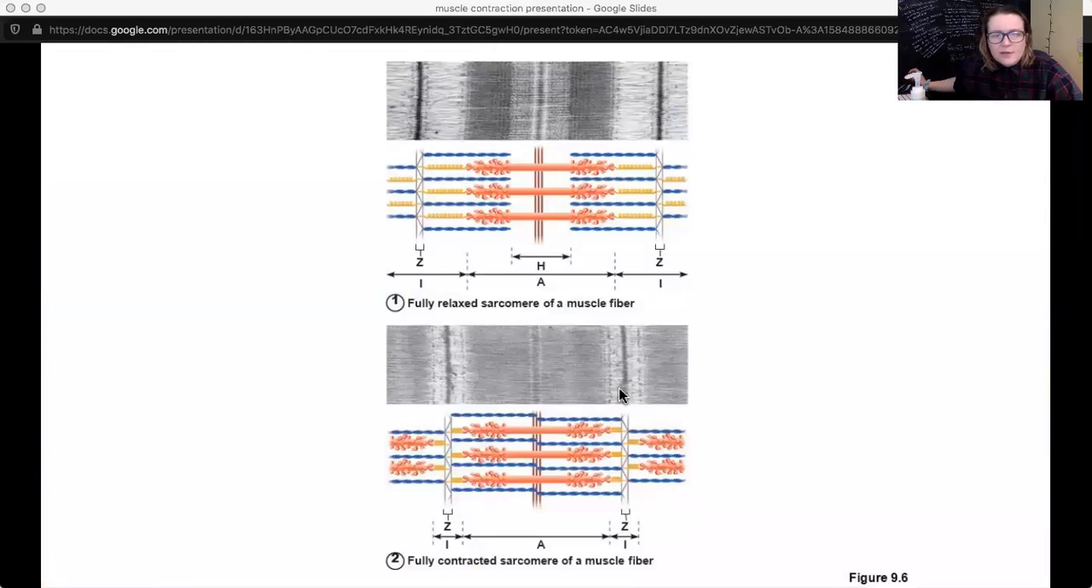This is a more macroscopic view of what's going on in the sarcomere. When the muscle is relaxed, the fibers are elongated and less thick. When the muscle contracts, the fibers overlap and become really compact. That's what is happening, and many sarcomeres doing this contract the muscle.